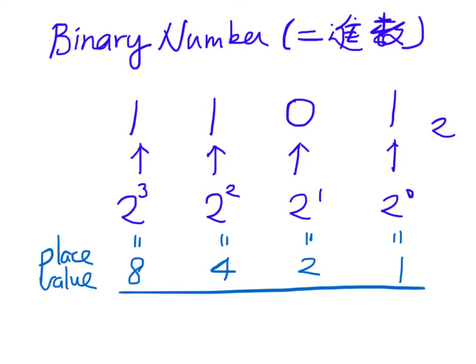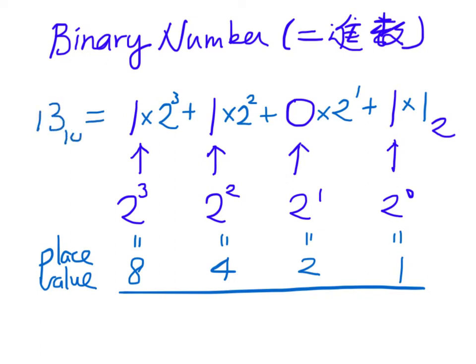Therefore 1101 actually means 1 times 2 to the power 3, plus 1 times the square of 2, plus 0 times 2 to the power 1, plus 1 times 1. In fact, we can add up this number. This will be 8 plus 4 plus 1, which is 13. This will be 13 in base 10. This is base 10, and this is base 2, a binary number.